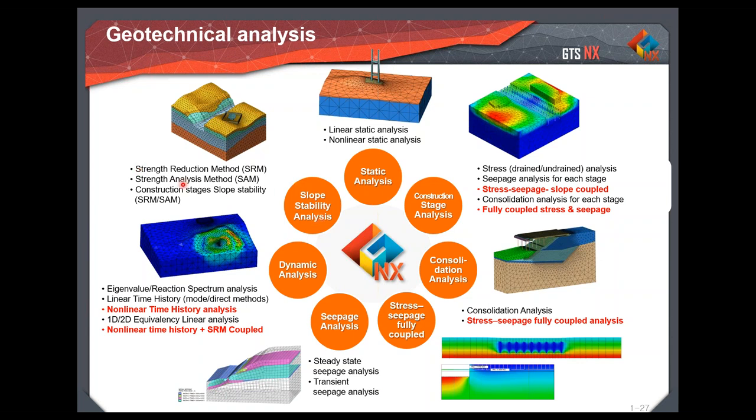In the slope stability analysis, what we basically do is run a strength reduction method. This strength reduction method can be applied to 3D as well as 2D slopes. Whenever you have a landslide failure in your open pit mines, we model the open pit mine as such, and then run the strength reduction method on it, and you obtain the factor of safety as well as the deformations, stresses, everything.